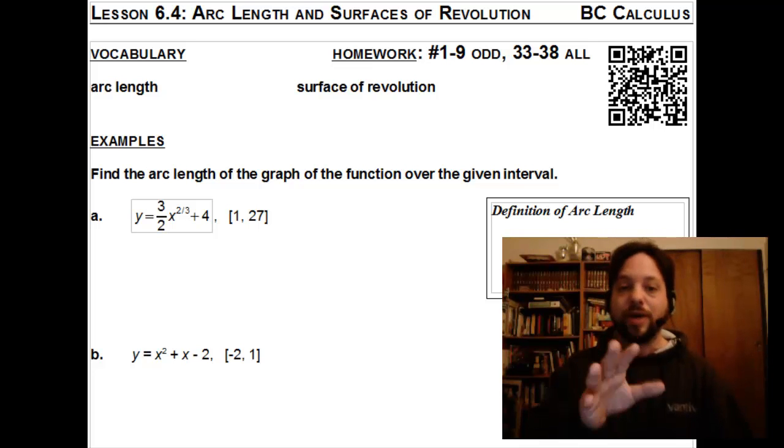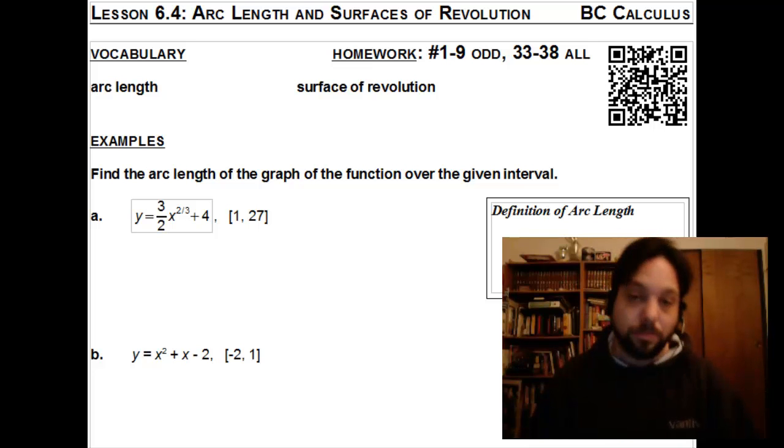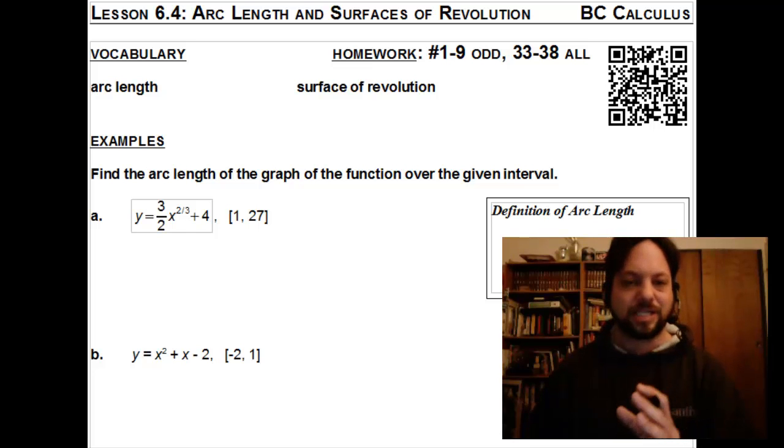Without further ado, let's go ahead and take a look at the formula for arc length, which might look very, very familiar to you in a weird and calculus kind of way. Let's take a look now.